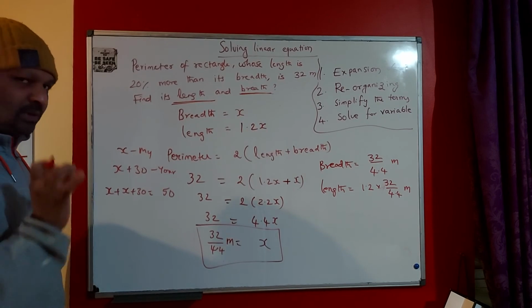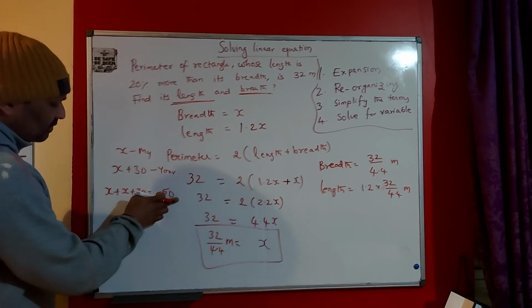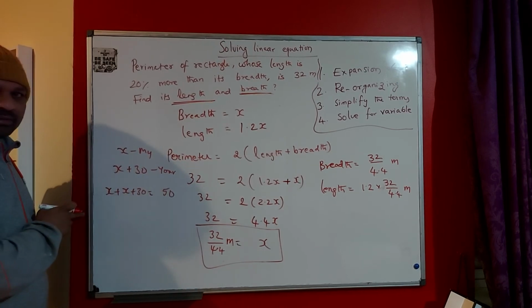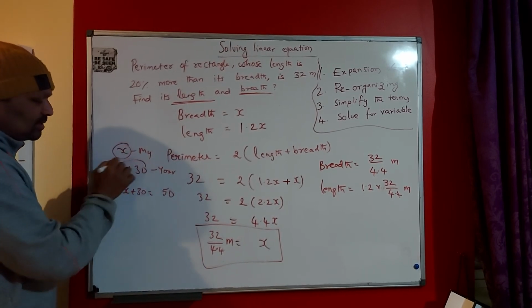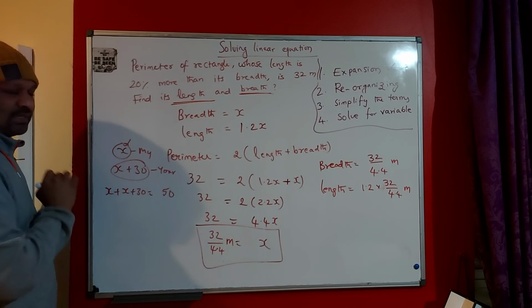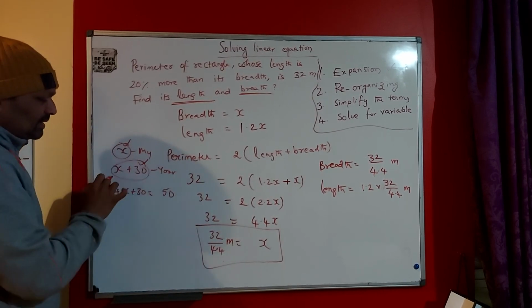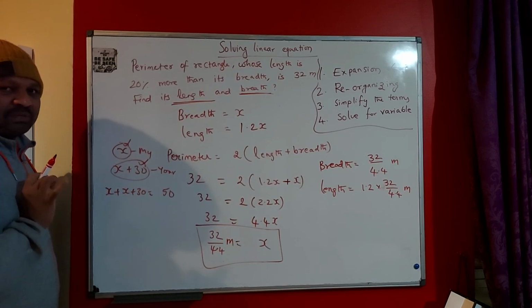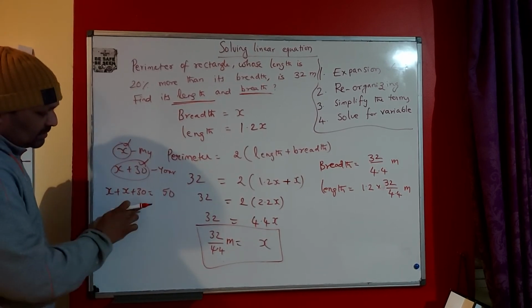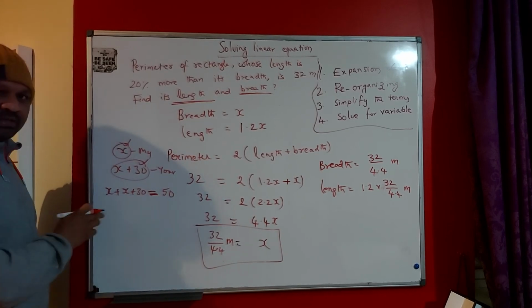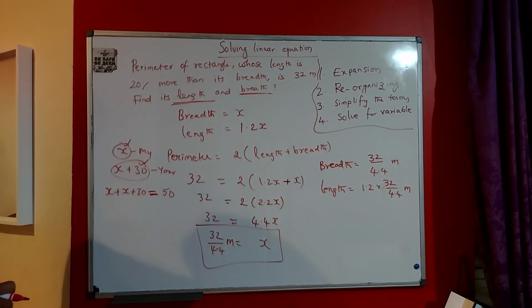Using that statement, using that given data, you can frame a linear equation. This is the linear equation. This is not the linear equation. These are expressions. Okay, my money is x. That is an expression. Your money is x plus 30 euro. That is also an expression. I added these two and equated to 50 euro. This is the linear equation because we have the equal to symbol.